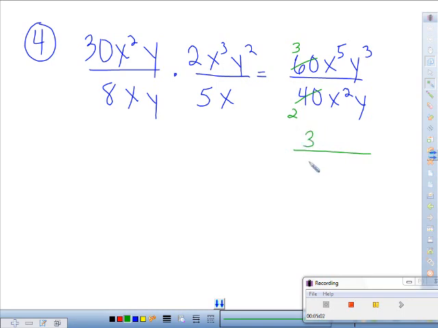So we have a 3 on the top, a 2 on the bottom. The x's, I'm going to get an x to the third on the top, and the y's, I get a y to the second. You should have got that same answer if you did it here. That would be the simplified answer.